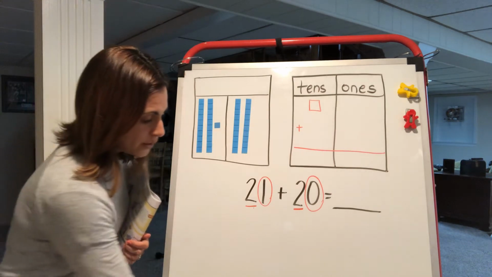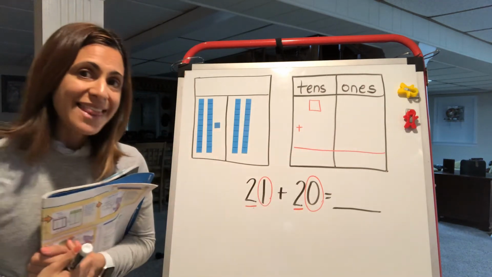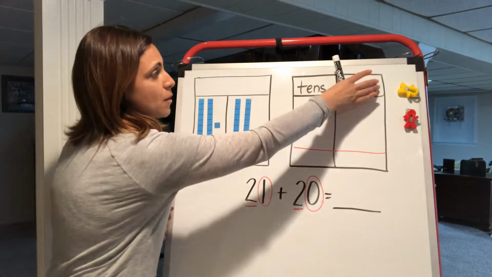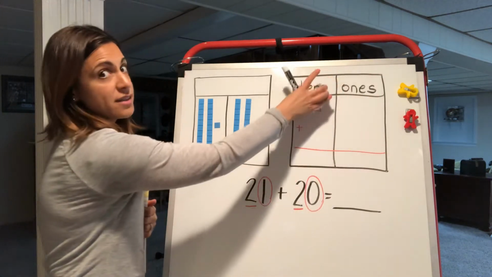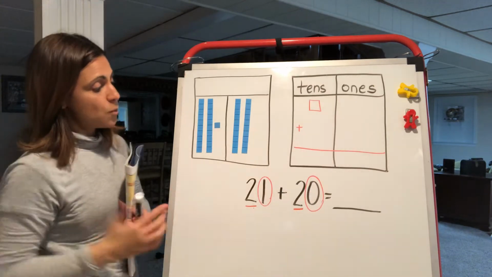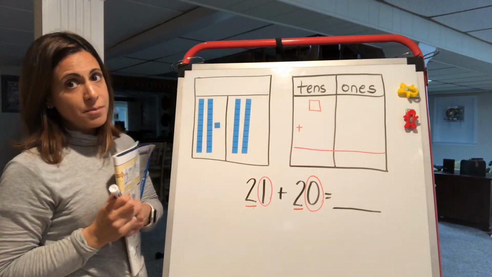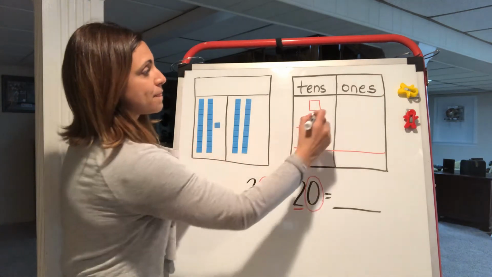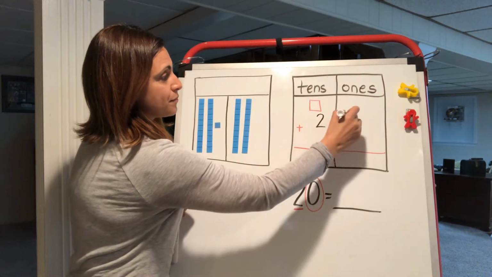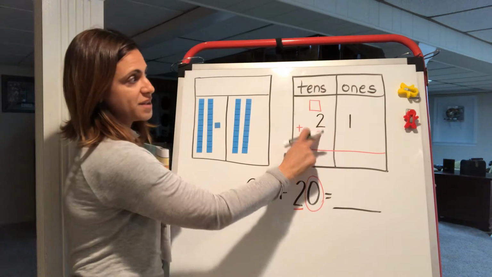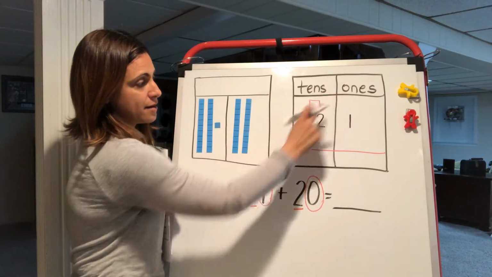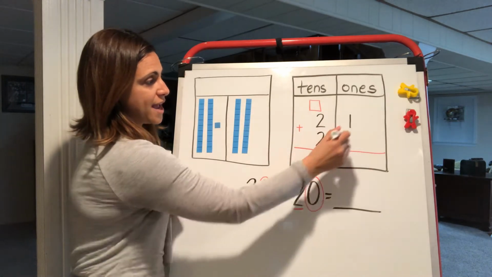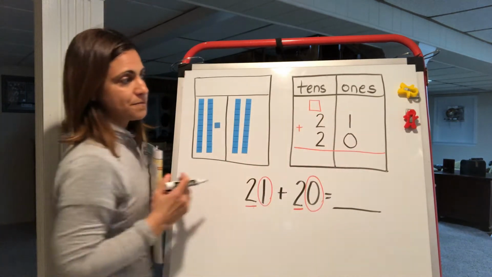Now, we're going to use the vertical format to add these numbers. Now remember, you have to line up your numbers. Your 1s go on this side, your 10s go on this side. So when you write 21 plus 20, make sure you write them in the right spot. 21 is 2 groups of 10 and 1 one, plus 20, 2 groups of 10 and 0 ones.